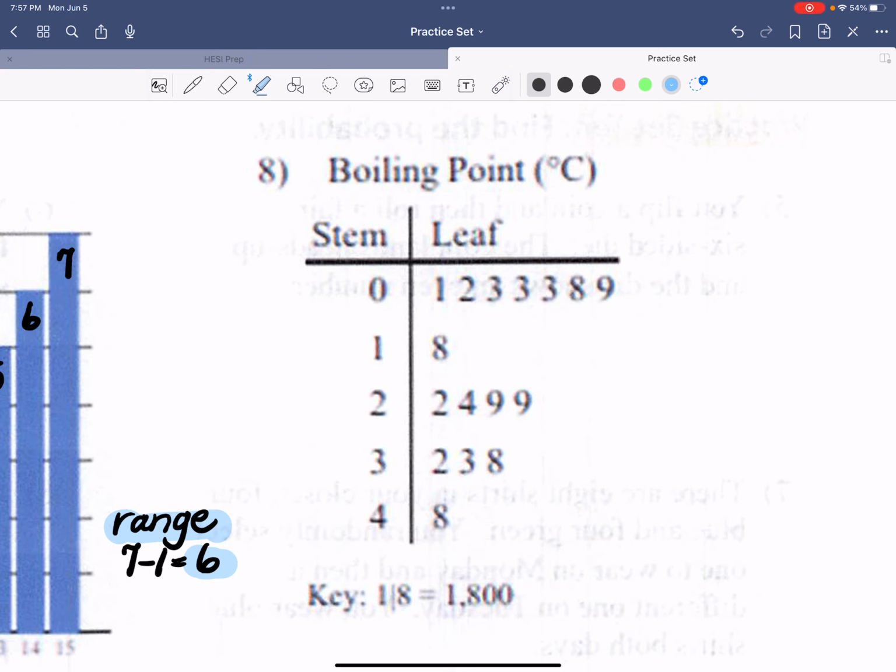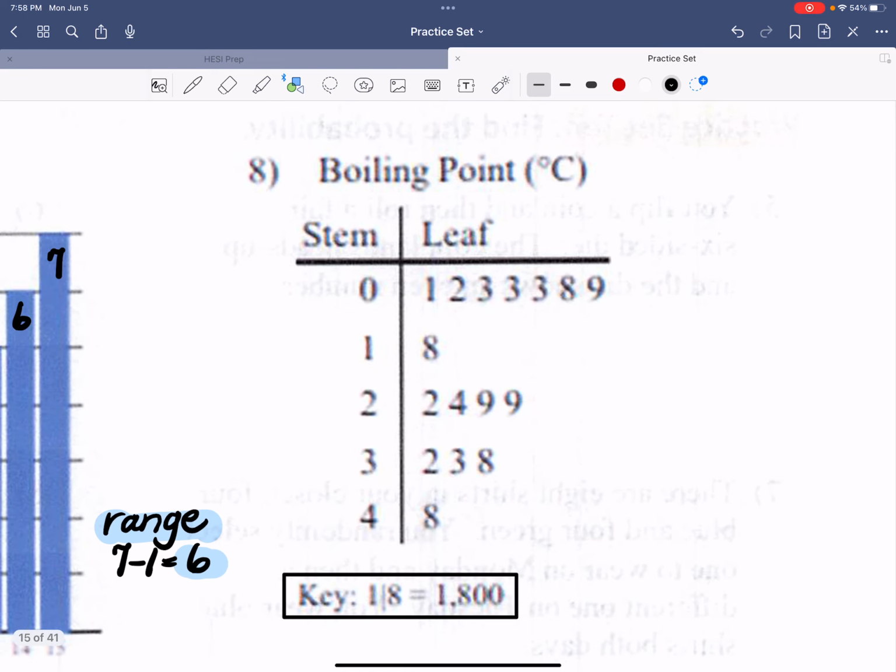And then down here, this is very important. The key says that 1|8 is equal to 1800 degrees Celsius. So this is some pretty hot temperatures. 100 degrees Celsius is the boiling point for water. So we're talking about 1800 degrees Celsius. Okay, and that is just the key that we're given. So each of these numbers that we're going to find is actually going to carry 2 zeros with it. So first of all, let's learn how to read the stem and the leaf.